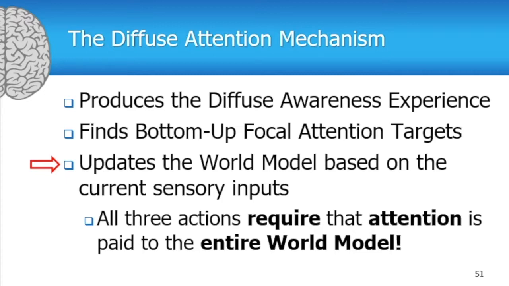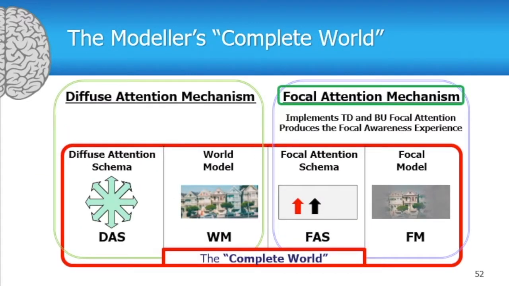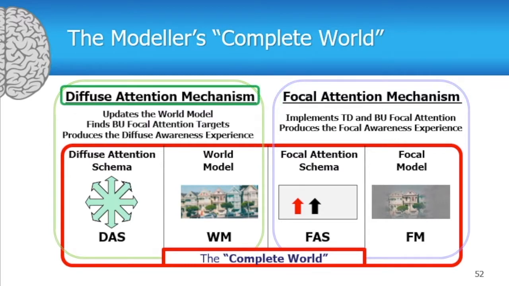So we have two different attention mechanisms in the modeler's complete world. The focal attention mechanism implements top-down and bottom-up focal attention and produces the focal awareness experience. The diffuse attention mechanism updates the world model, finds bottom-up focal attention targets, and produces the diffuse awareness experience. Let's see how these functions are performed.